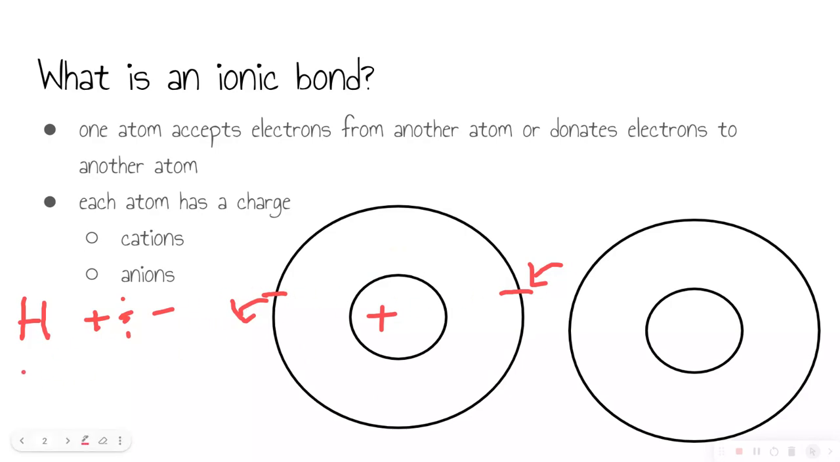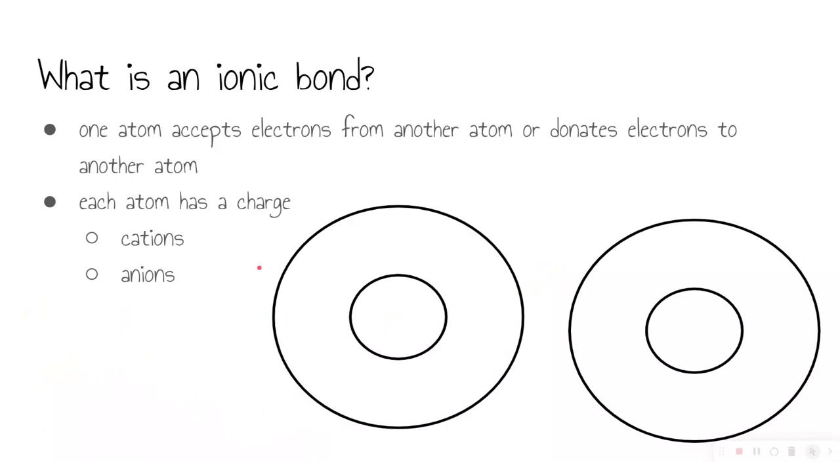So if we lost an electron, we would have 1 proton, and we would have 0 electrons. So we would have H+. We just have a proton, and we have a positive charge on this hydrogen ion. So this would be a cation, a hydrogen cation. Or if we gained an electron, then we would have 1 proton and 2 electrons. So this would be H-. We have 1 more negative charge than we have positive charge. This would be a hydrogen anion. So hydrogen has 2 paths that it can follow here.